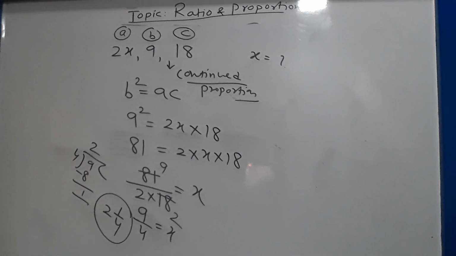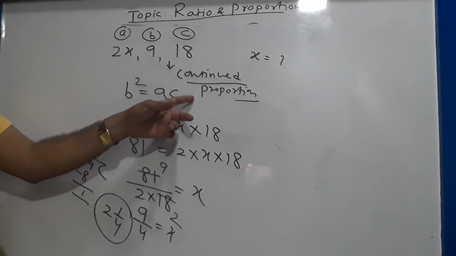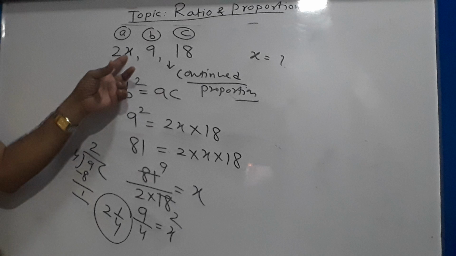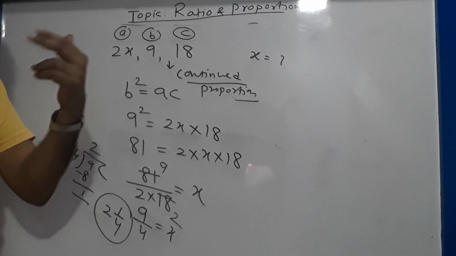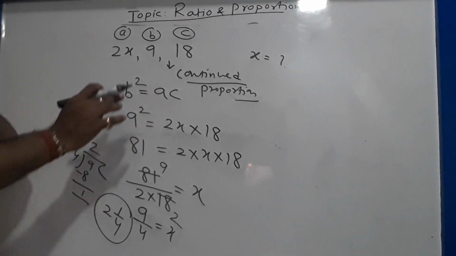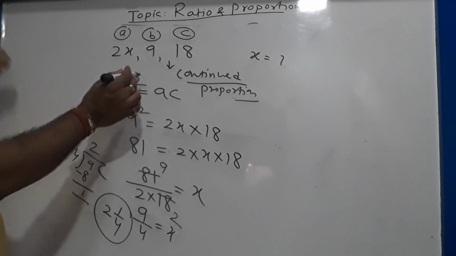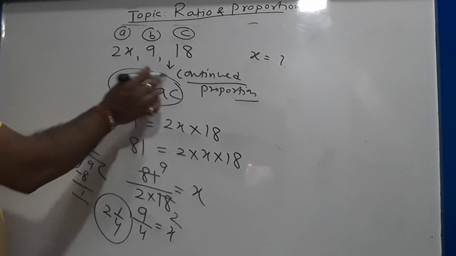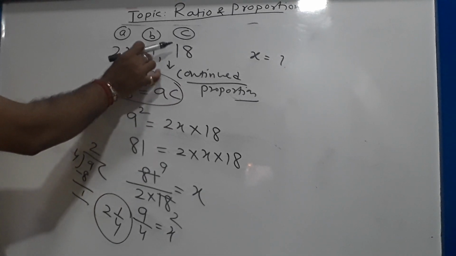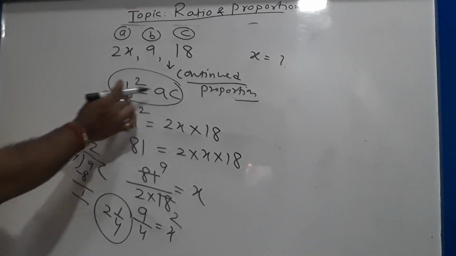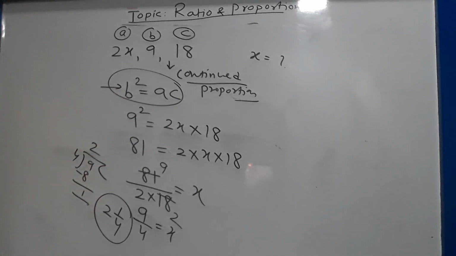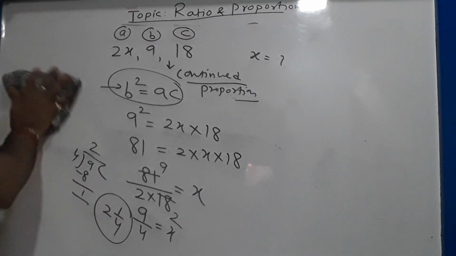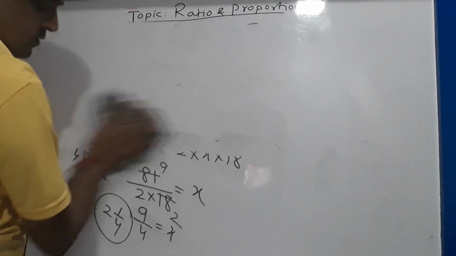So you are given three numbers. They are in continued proportion. Find the value of x. So when three numbers are in continued proportion, then b square is equal to AC, where b is the middle number. Use this equation, solve this, and you will get the value of x.